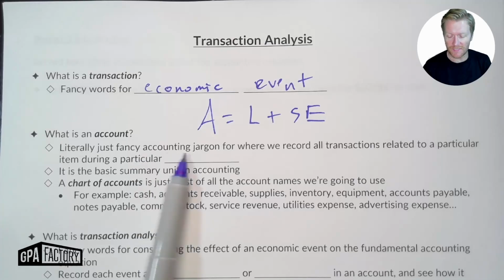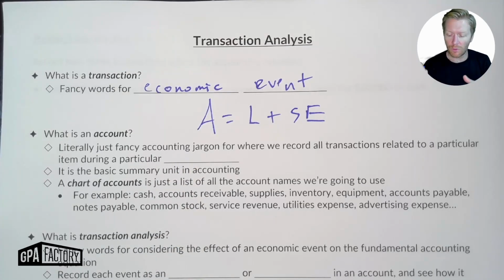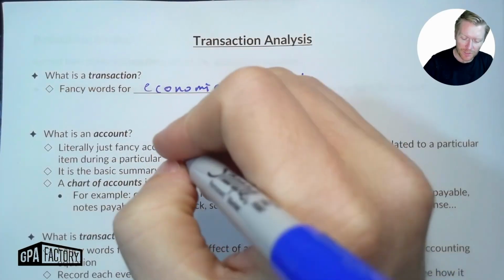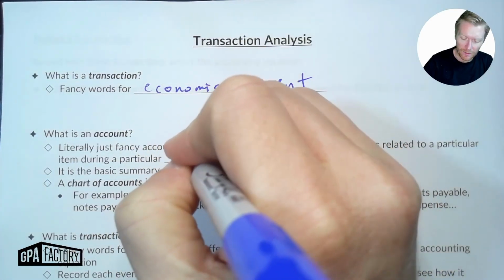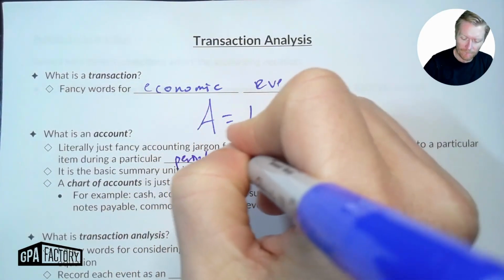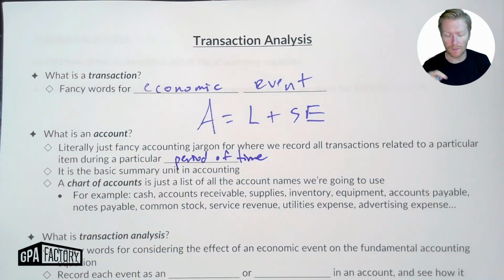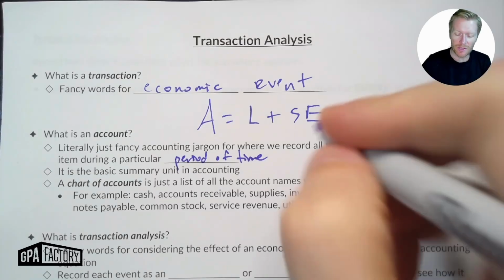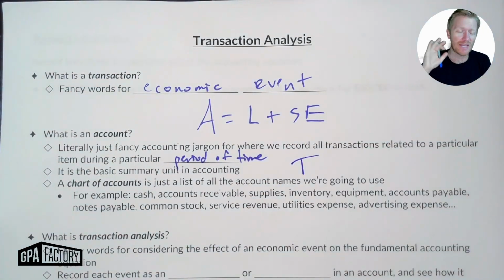So what is an account? This is literally just a fancy accounting word for where we record all of our transactions that are related to a particular item during a particular period of time. We're showing some increases, we're showing some decreases. We're going to do that in a very specific way using T accounts, which I will talk about in the future. Don't worry about it for right now, but we'll keep track of all of those increases and decreases in each account.